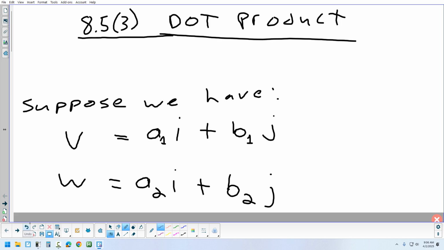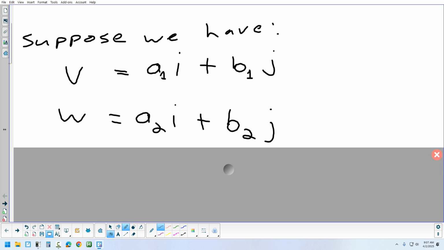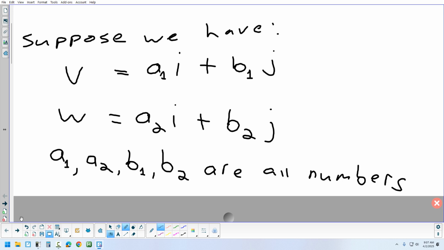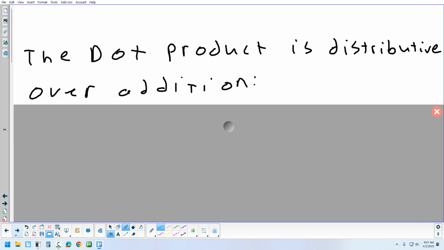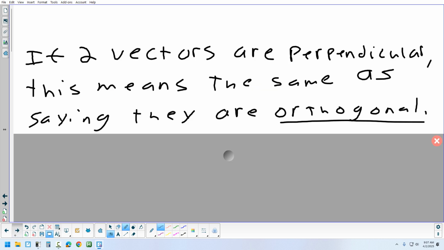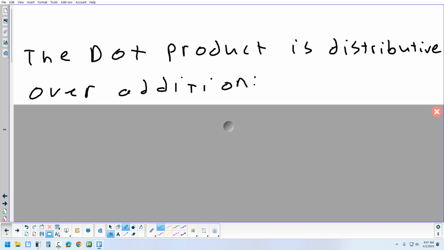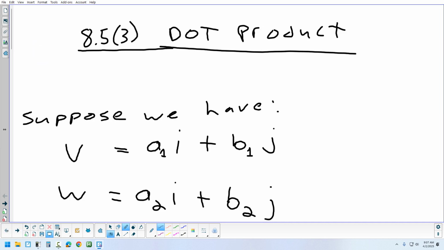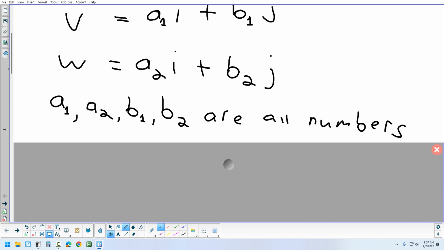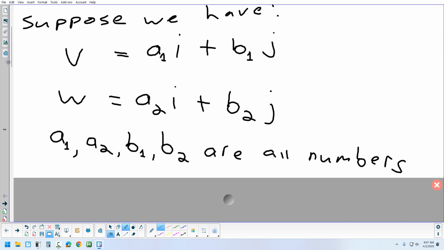So let's say we have these two vectors. They're two-dimensional. They have a horizontal and a vertical component. The horizontal components are A1 and A2, and the verticals are B1 and B2. Those would all be numbers. When you're doing an actual problem, I'll do one with numbers after, but you'll have all numbers in those four spots.